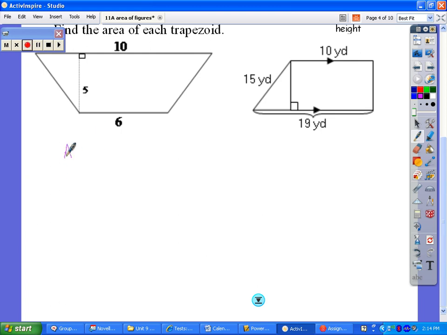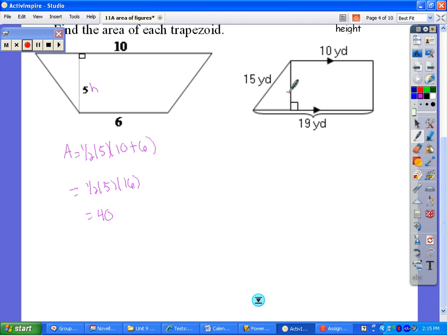We have all the information, so we do 1/2, our height is 5, our B1 is 10, and our B2 is 6. And you can switch 10 and 6 if you want, and then make sure you do order of operations. So 10 plus 6, you do parentheses first, which is 16, and then you do 1/2 times 5 times 16, and our area is 40.